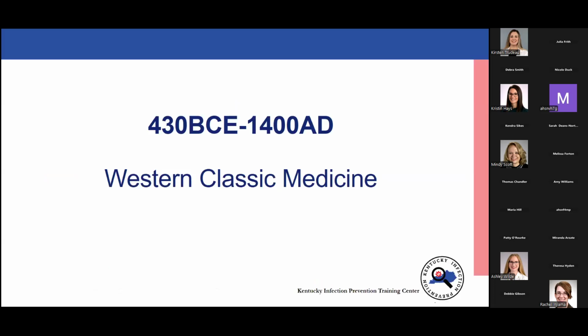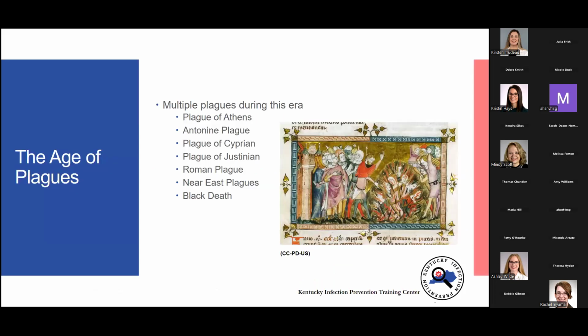So we'll start with a time period between 430 BCE and 1400 AD, when we'll look at Western classic medicine. This was really the age of the plagues. There were multiple plagues during this era. We had the plague of Athens, the Antonine plague, the plague of Cyprian, the plague of Justinian, the Roman plague, Near East plagues, and then of course the Black Death.